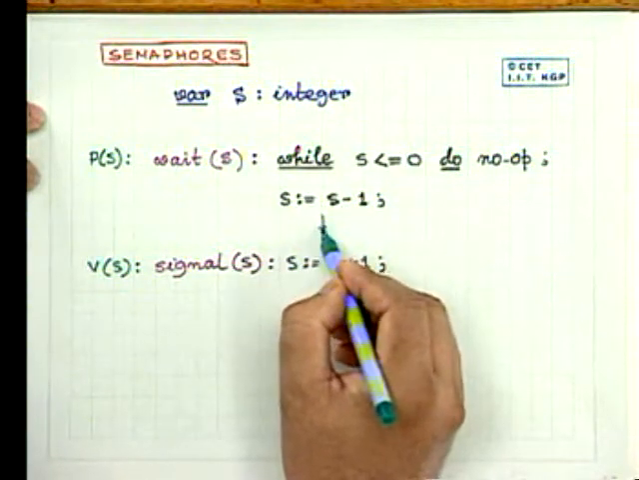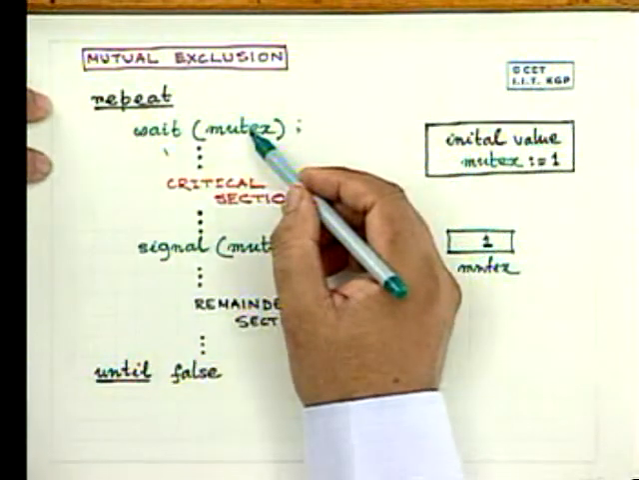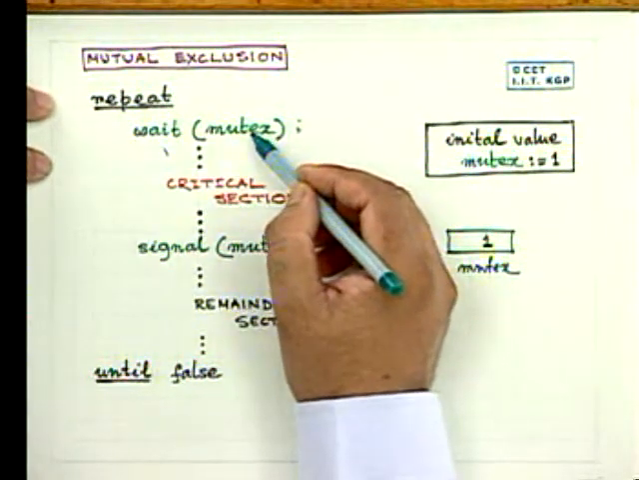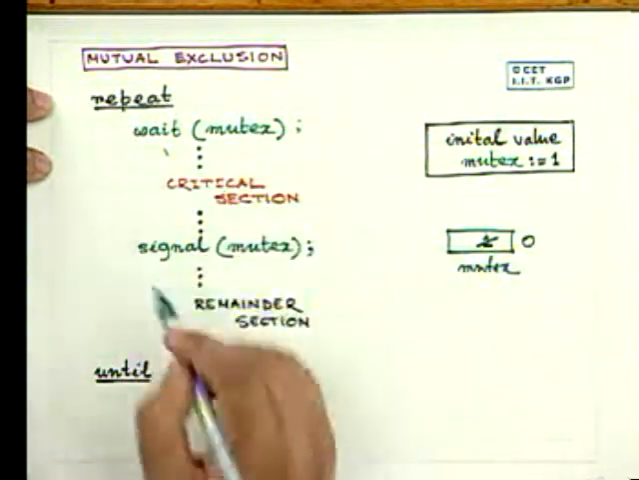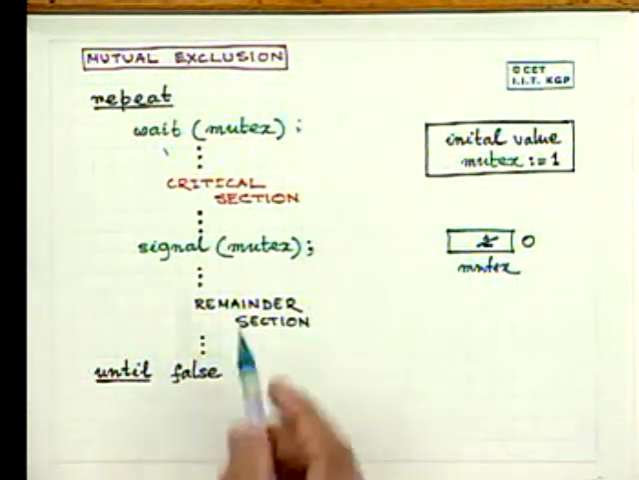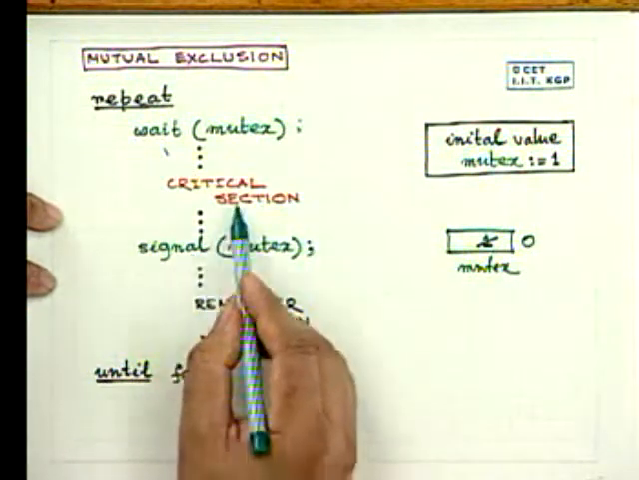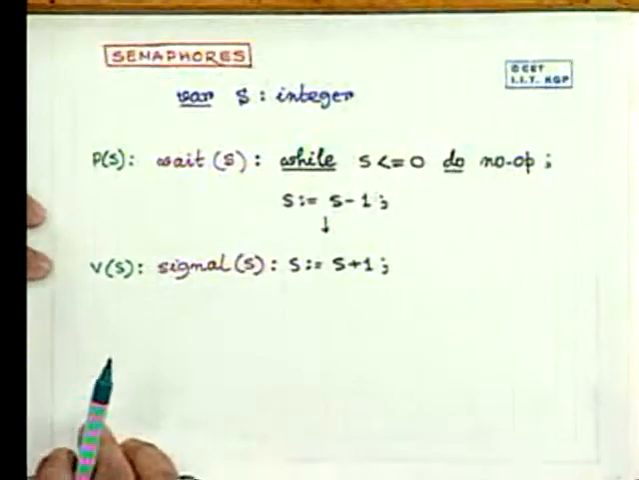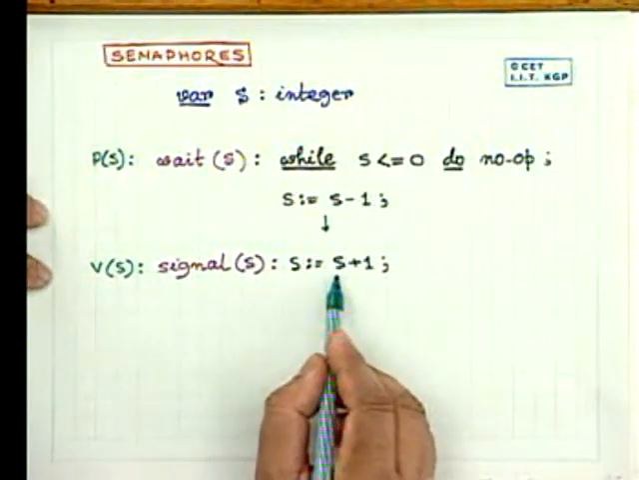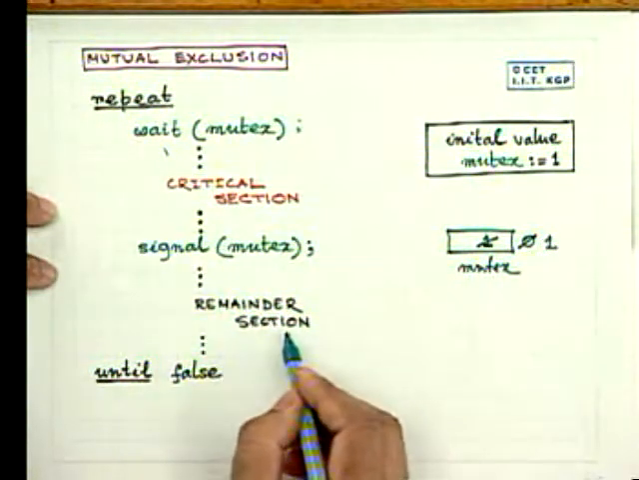Therefore, it first finds that the value is greater than 0, it decrements the value, which means mutex now turns out to be 0, and it enters the critical section. On entering the critical section, it does whatever it does, and while coming out of the critical section, it signals mutex. Signal(mutex) is essentially incrementing S by 1, and therefore it increments to 1 once more, and it is in the remainder section.